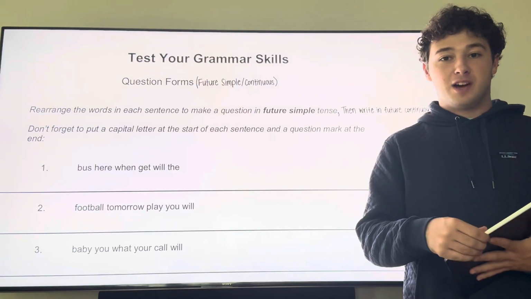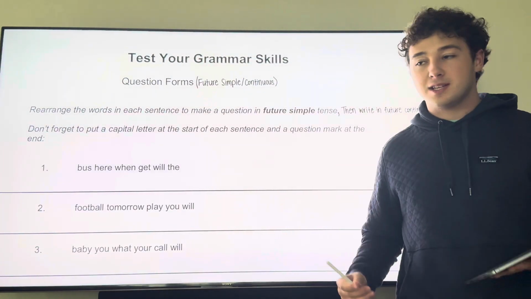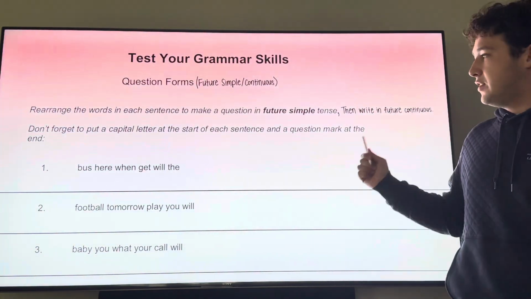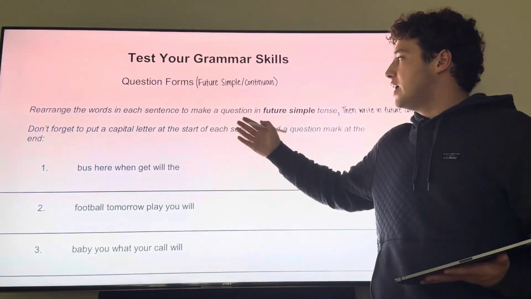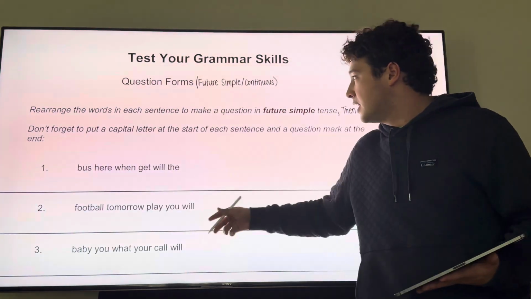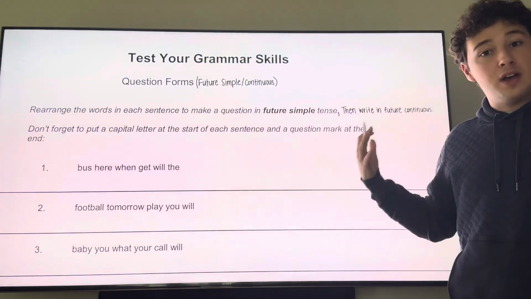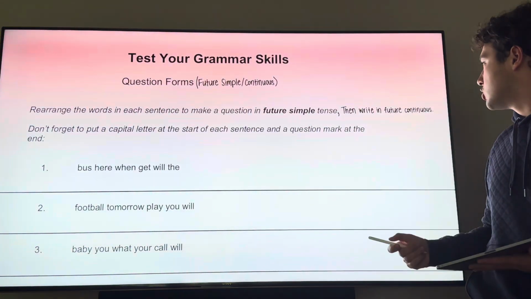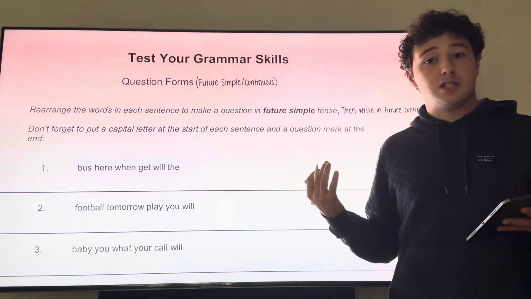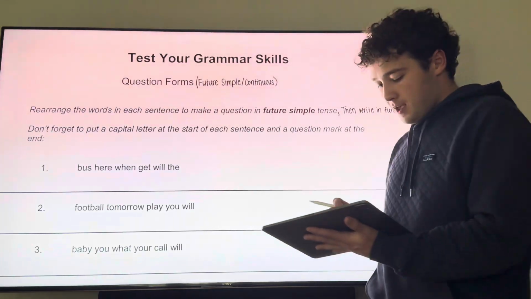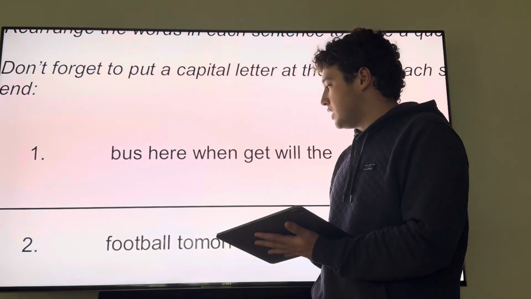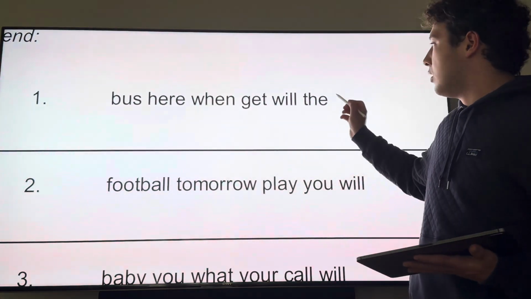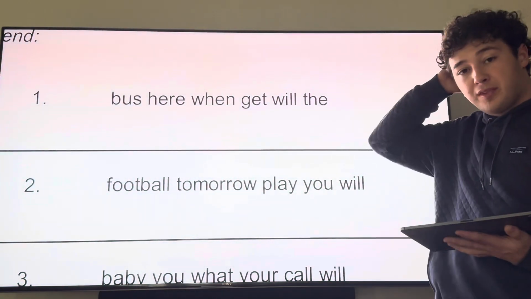Okay, so now that we've done the future simple and future continuous, let's do a little bit of practice for those both forms. So this exercise, they ask you to rearrange the words in the sentence to create a question in future simple. After, change that question to future continuous. So let's do a few together. Okay, the first one, they give you these words. Bus here, when will the get, right?